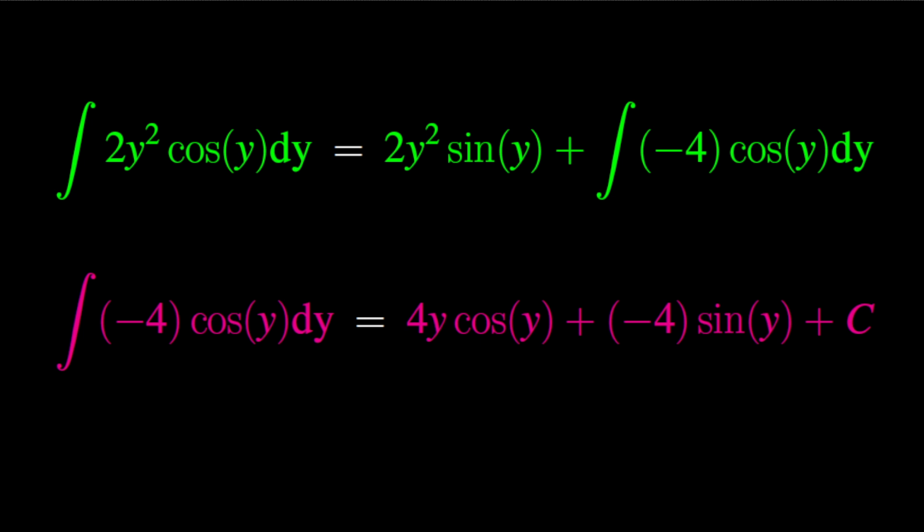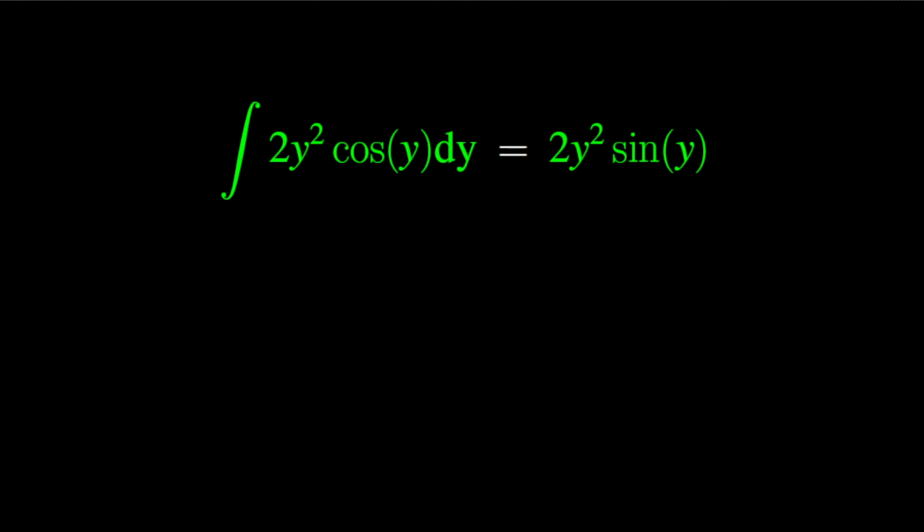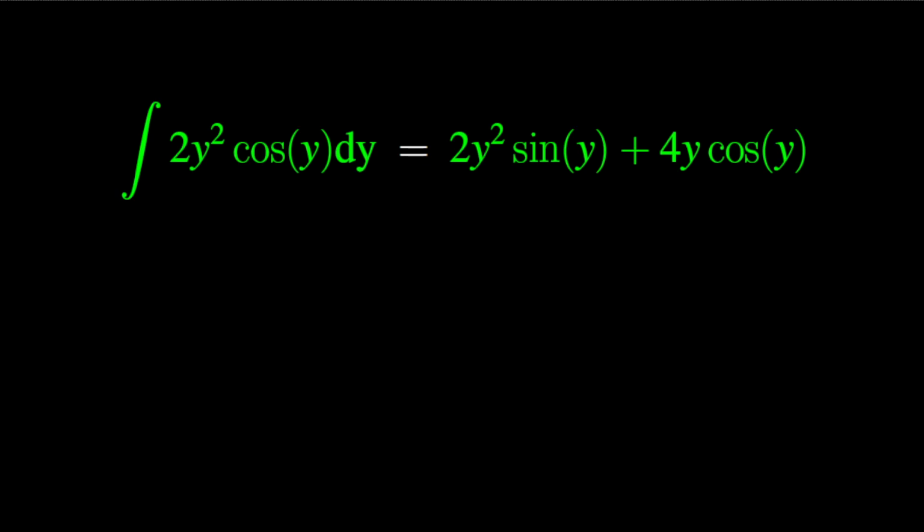From the second integration by parts, we obtain the following result. So, the integral of minus 4 times cosine of y dy is equal to 4y times cosine of y, plus minus 4 times sine of y plus a constant of integration c. Ultimately, combining the last two results, we see that the integral of 2y squared times cosine of y dy is equal to 2y squared times sine of y, plus 4y times cosine of y, plus minus 4 times sine of y plus a constant of integration c.